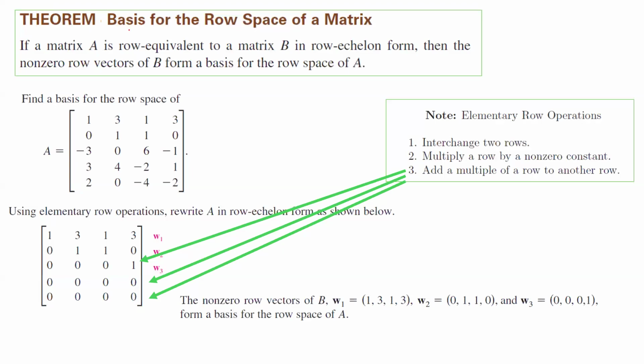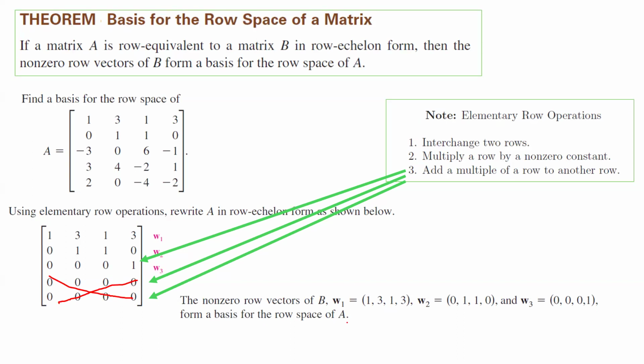We showed you how to find a basis for the row space of a matrix. You basically take the matrix and apply elementary row operations, and then you write it in row echelon form. The number of non-zero vectors basically is the answer to the basis for the row space of the matrix. The number of non-zero row vectors is 3 in this case. So these 3 vectors form a basis for the row space of A.